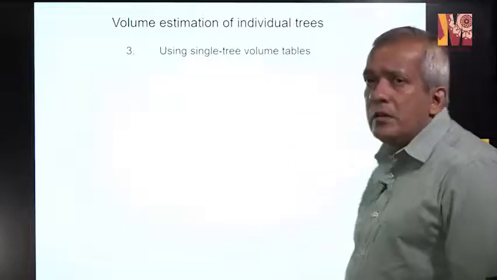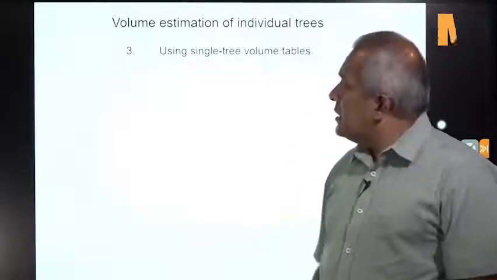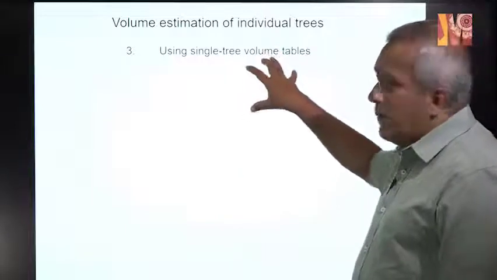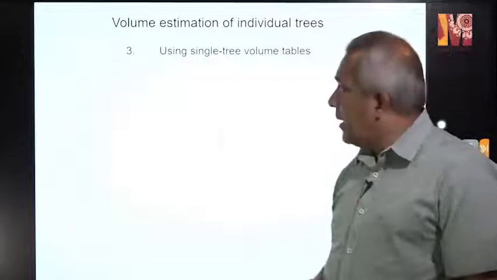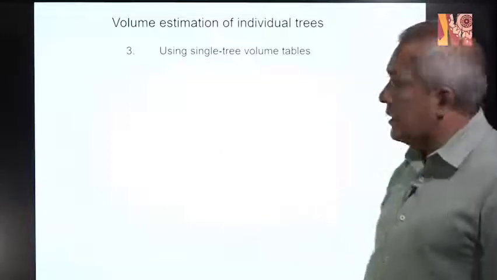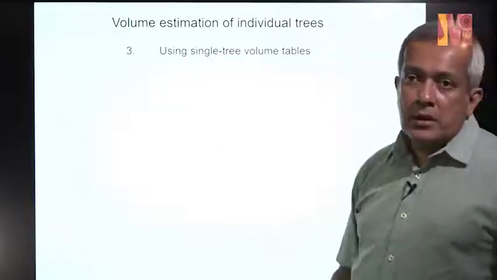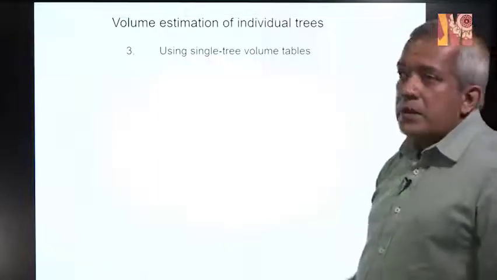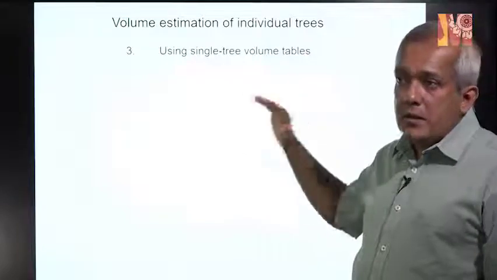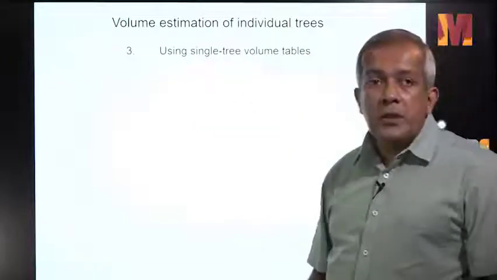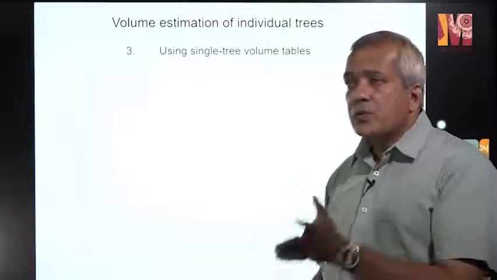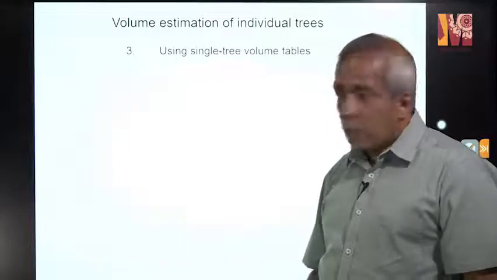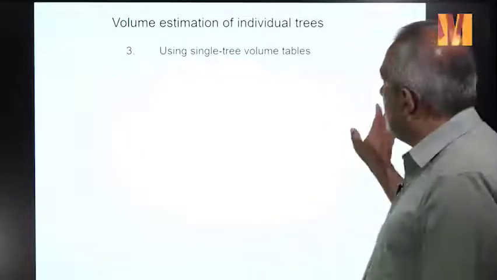And the other method, which is the easiest to use, is the single tree volume table. This is a tabulated publication which is available on the internet and also in hard copies. Even the Forest Department in Sri Lanka has some volume tables. These are also species specific. At the same time, they could be specific to the sites as well. For good sites, good growth, we have one table. For poor sites or poor growth trees, we have another table.